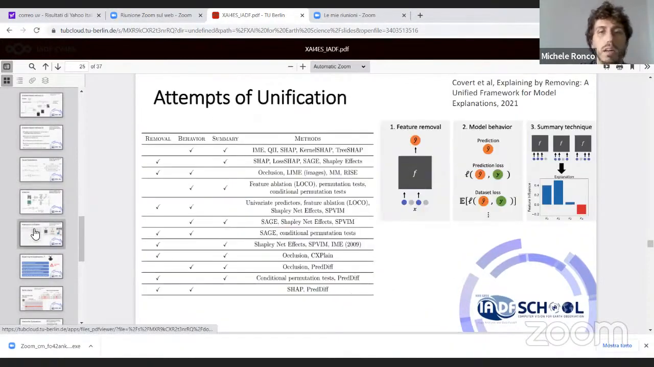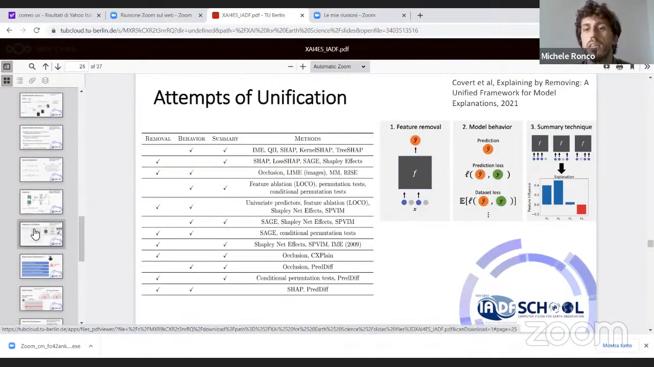Let's see what has been done in this paper, which I already mentioned before. This paper by Covert, Lundberg, and Lee is an attempt at classifying and unifying different kinds of methods. I presented some of them, but there are actually many more, and possible variations of each of these methods, depending on several things. For instance, how one modifies the input image, so the perturbation technique which is used, but also how the importance is calculated at the end.